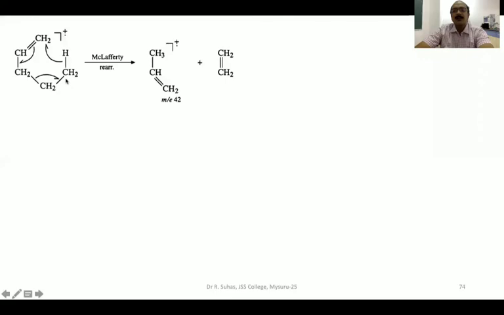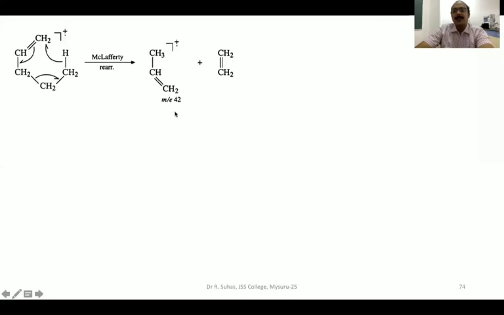So what is McLafferty rearrangement? Migration of gamma hydrogen, followed by the cleavage of the beta bond. So this gamma hydrogen is moving to the functional group. This double bond is moving here, and this beta bond will be completely cleaved off. And this is called McLafferty rearrangement. As a result, because this hydrogen is moving, CH2 becomes CH3, CH, double bond, CH2. This is what is seen, and this is called the MR ion.